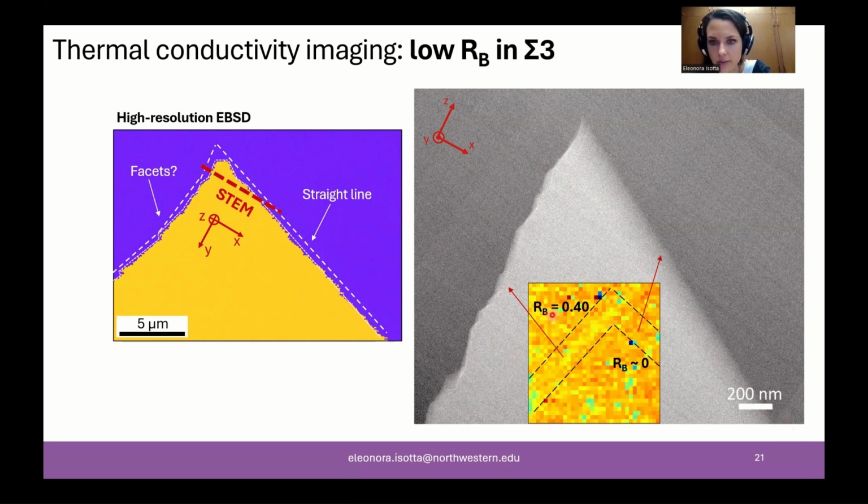So we think this is relevant. In fact, the boundary showing a rough interface is the one associated with a higher resistance. And so in this case, the difference in roughness might explain the difference in the behavior that we are observing.